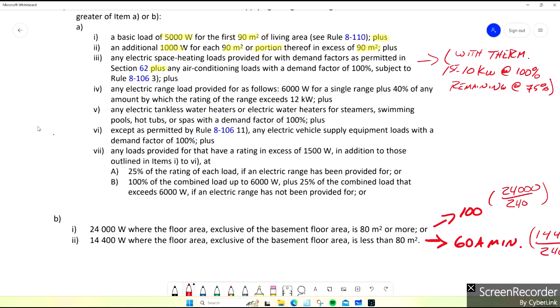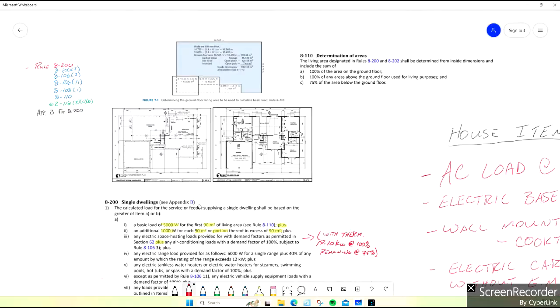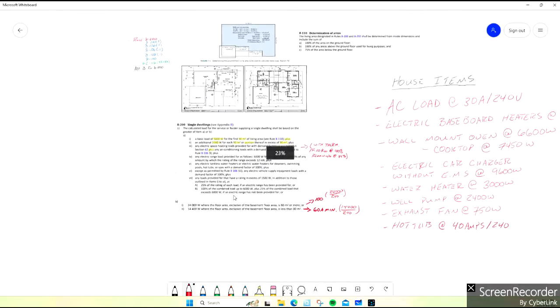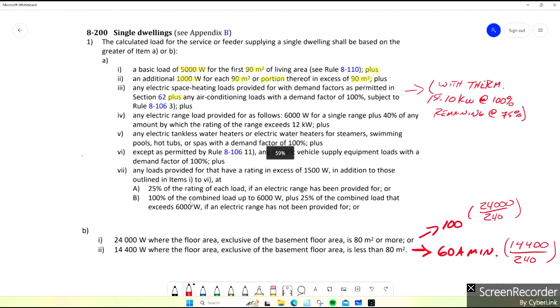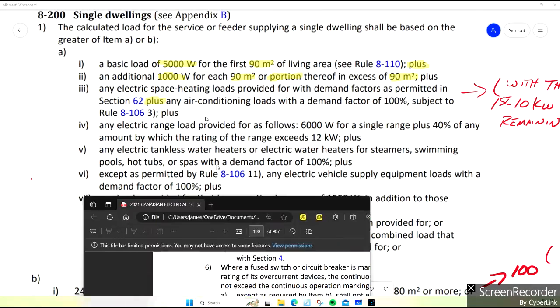Item 6, except as permitted by 8-106, subrule 11, and we'll go check that out in a second, any electric vehicle supply equipment loads with a demand factor of 100%. So you've got an electric vehicle and a charger, whatever that demand is, you put it at 100%, except 8-106 says otherwise. I thought I put that rule in here somewhere. I guess not. I'll bring over my code book so we can see that. So 8-106, subrule 11.